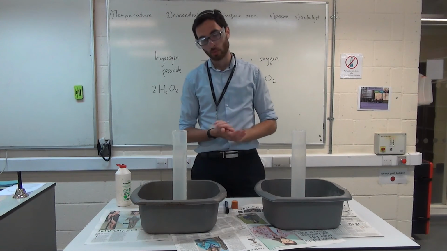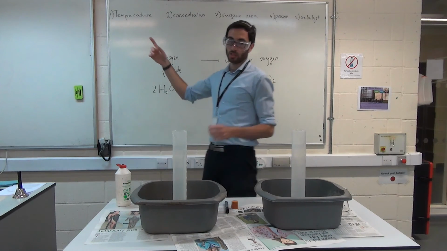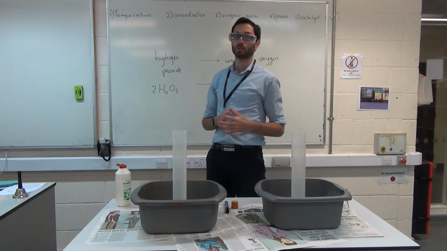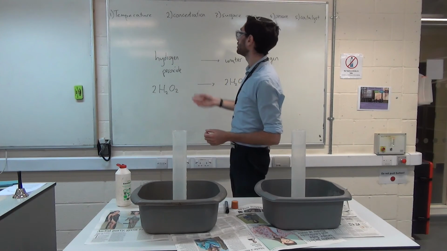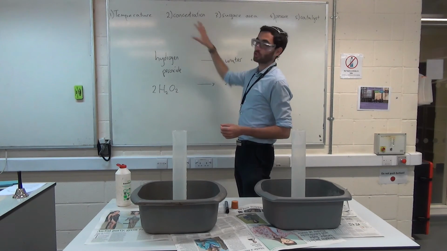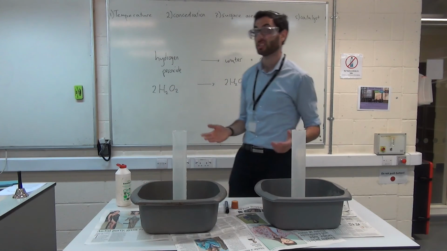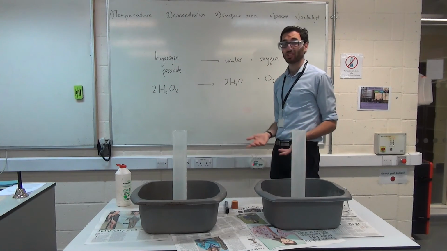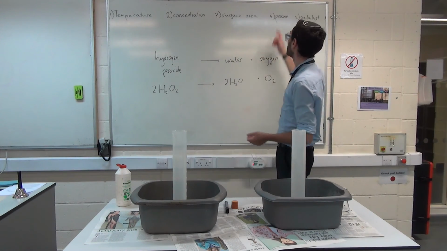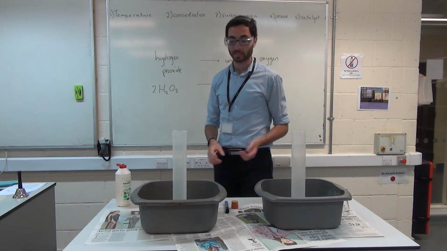So how can I speed this up? Well, one thing I could do would be maybe to increase the temperature. But I can only increase the temperature so far, because once it hits 100 degrees, then things start to boil, and that's no good. I could change the concentration, but actually, I've got the most concentrated hydrogen peroxide I can find, so that doesn't necessarily help me. Surface area, I don't have any solids, so I can't do that. Pressure, again, I can't change that in the lab, which leaves the last thing as catalyst.